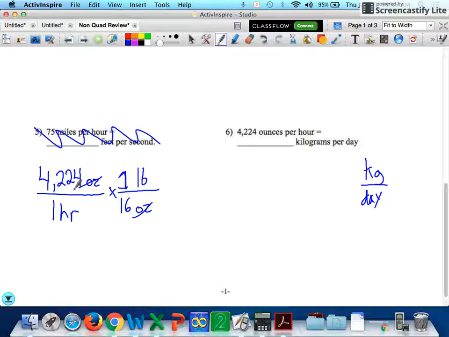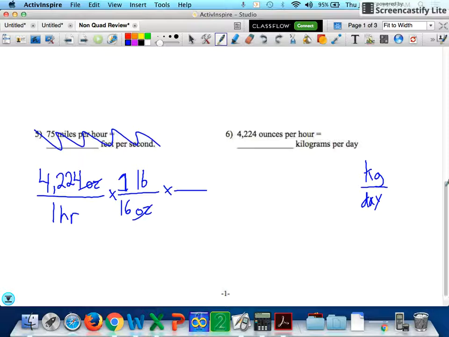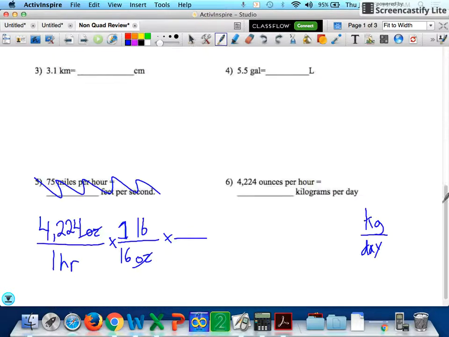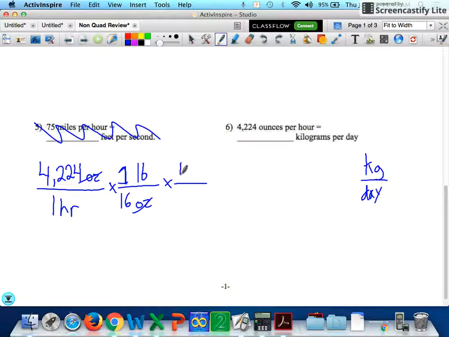I'm just letting the units do the talking. The ounces canceled out. I'm at pounds right now. Well, that's good because I can go from pounds to kilograms with that other conversion. 1 kilogram is 2.2 pounds. I'm letting the units do the talking, and I've got kilograms up top, and that's what I want in my finished product, kilograms and kilograms. So I'm done messing with the top units, okay?